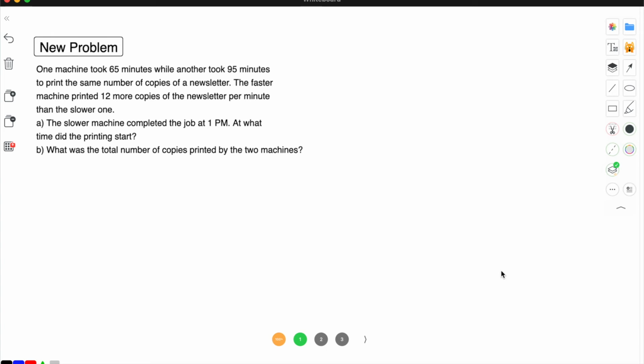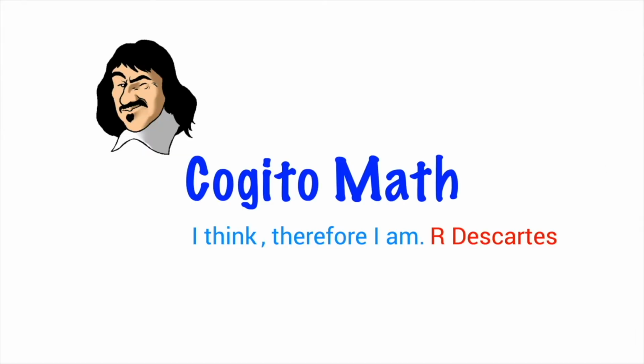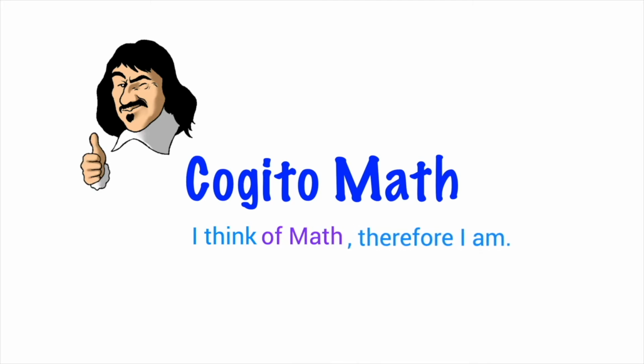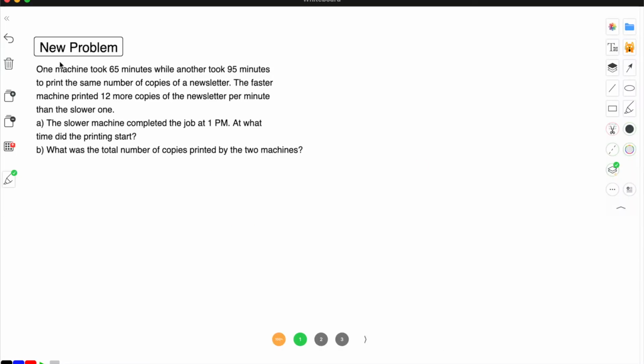In this video, we're going to learn how to solve this math problem, which I believe is similar to a past PSLE math question. One machine took 65 minutes, while another took 95 minutes to print the same number of copies of a newsletter.